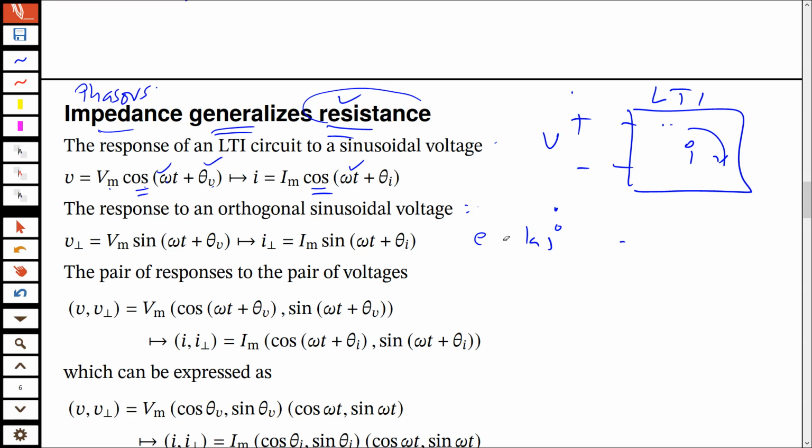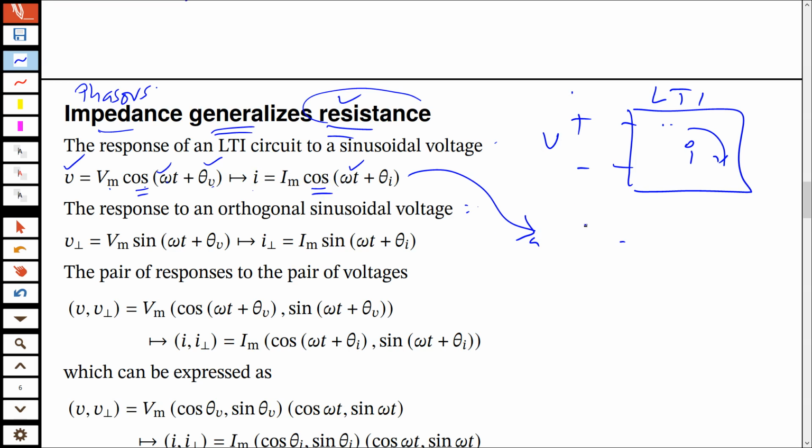So let's get to the main point which is bothering me, and it should also bother you. Let's imagine you started with a circuit and you solved it. You started with a sinusoidal voltage with some angle, some phase, and then you calculated the current, which is another sine wave with another phase and another peak.